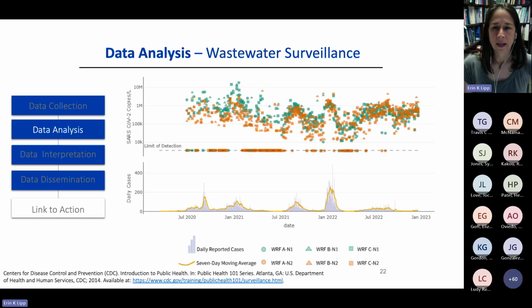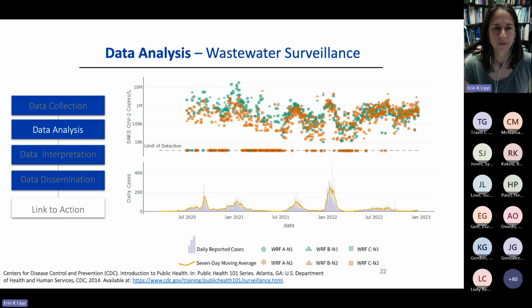In terms of the data analysis, the first thing out of the gate is just plotting what we found. This is a messy chart, and it's messy on purpose because the idea is it's showing you all of the data. This is an example of a time series that went from June 2020 through January of 2023.